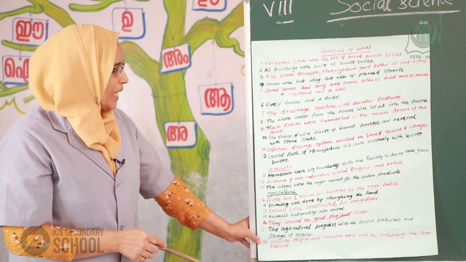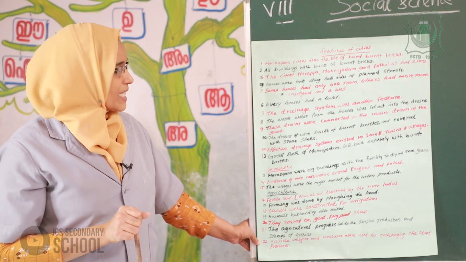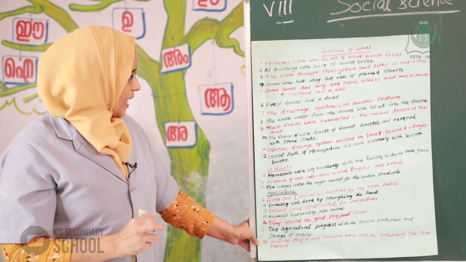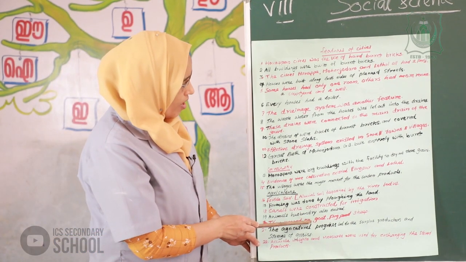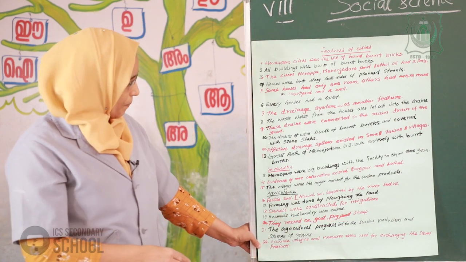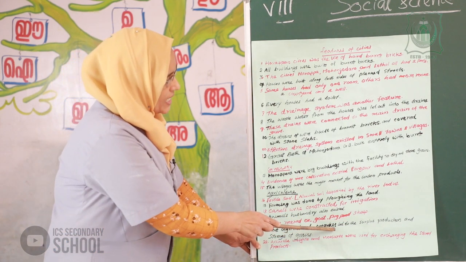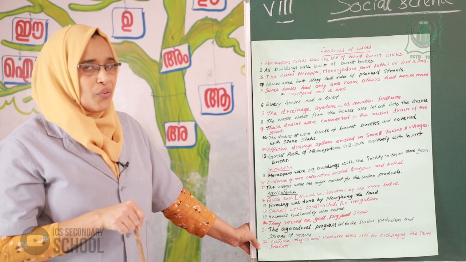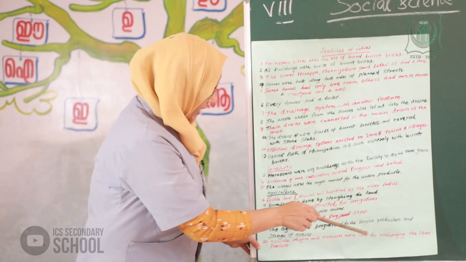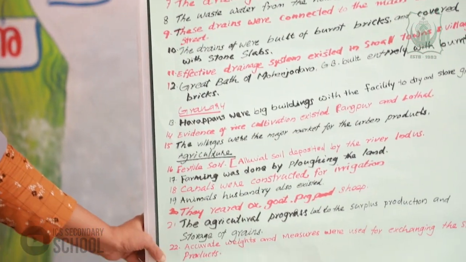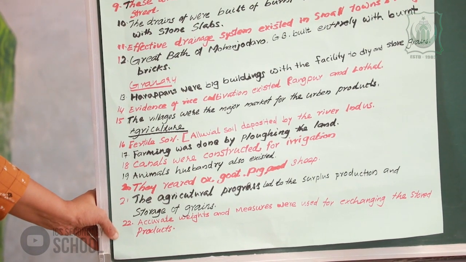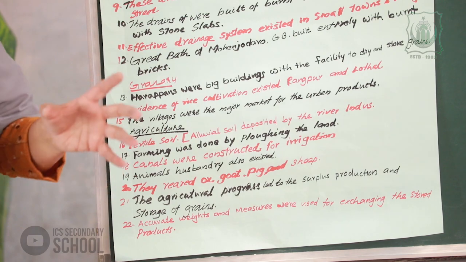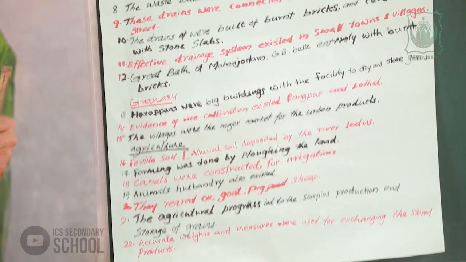Then next, animal husbandry also existed. They had ox, goat, pig and sheep. The agricultural progress led to surplus production and storage of grains. The next, accurate weights and measures were used for exchanging the stored products.